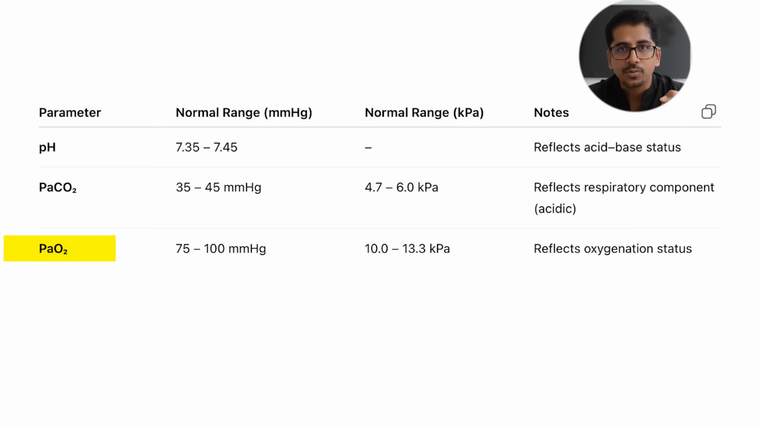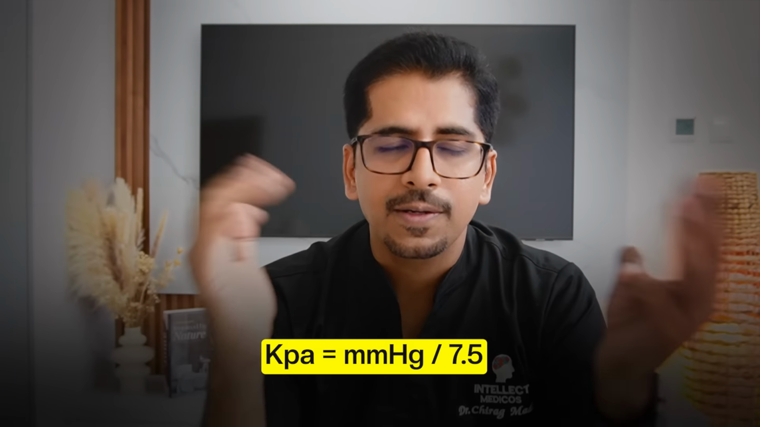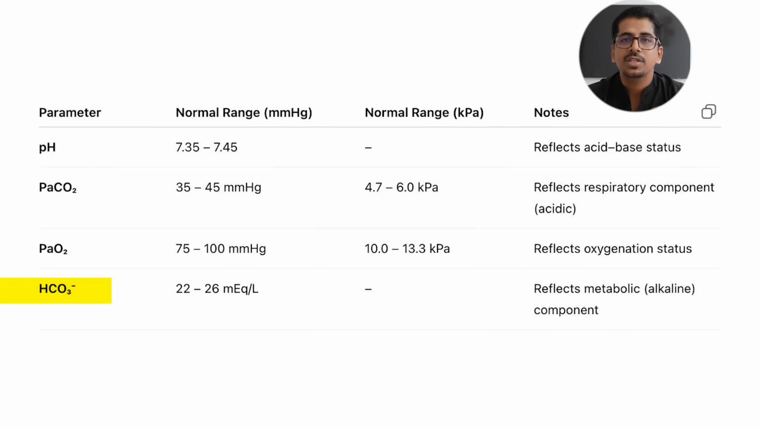3rd, PaO2, that is the partial pressure of oxygen in the arteries. The normal range is 75 to 100 millimeters of mercury. In the UK units, it will be 10 to 13.3 kilopascals. Now, whenever you need to convert millimeters of mercury to kPa, always divide by 7.5 and you will get the answer, right? Now, the 4th one is bicarbonate, which is 24 plus minus 2, or you can say 22 to 26 milliequivalents per liter. So these are the normal values and the range.